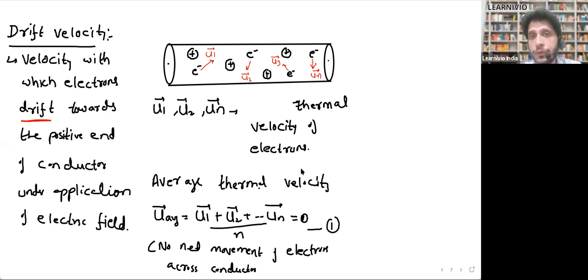This drift velocity is very important. The whole theoretical part of current electricity depends on the concept of drift velocity. All further topics will be based on drift velocity only. Note it down, tell me once you have written, and ask if you get stuck somewhere.